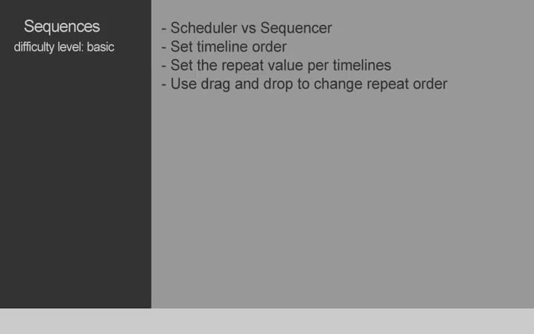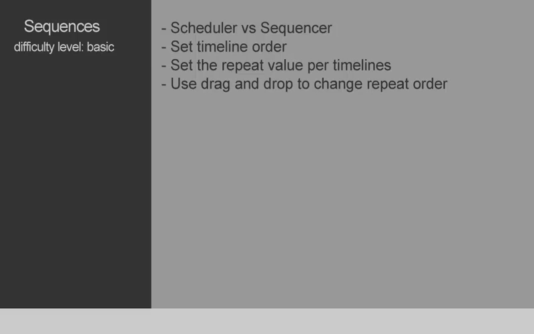In this tutorial, we're going to talk about the sequences. The sequences allow you to set the playback order of the timelines within each campaign. And so at the level of each campaign, you can set it to either play using the scheduler or the sequencer. In a scheduler mode, you'll set the timelines to play at specific dates and times versus the sequencer that will play the timelines in an infinite loop.